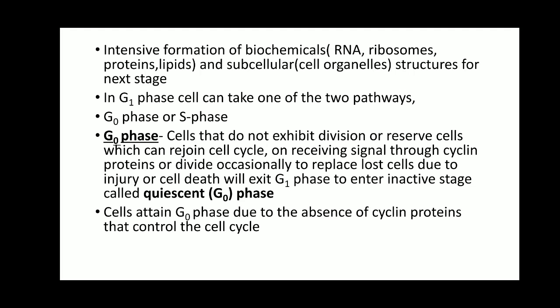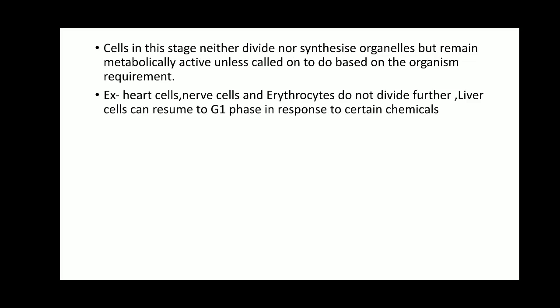These cells will exit the G1 phase and enter the G0 phase or quiescent phase, where the cyclin proteins are not controlling the cell division, that is, there is an absence of the cyclin proteins that control the cell cycle. So here there is no synthesis of cell organelles taking place, and no synthesis of DNA, but they are metabolically active, and remain so unless they get a signal from the cyclin proteins to enter the further cell division process.